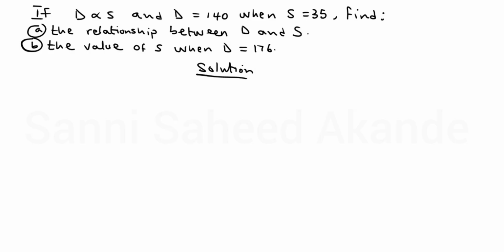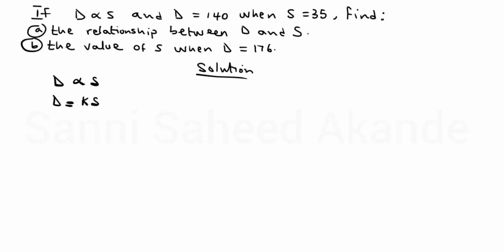Now, so the proportion is d is directly proportional to s. Okay, so I will change this proportion to an equation by introducing an equal sign. So I will now have d is equal to a constant, so I will use k, and then s. Understood? So this k is the constant.